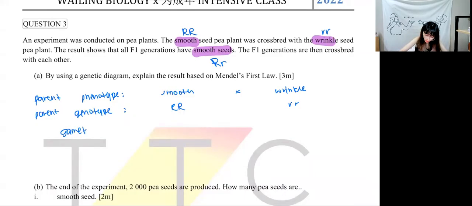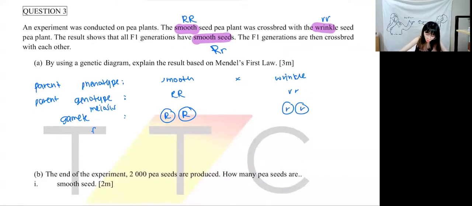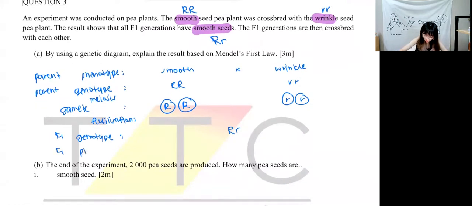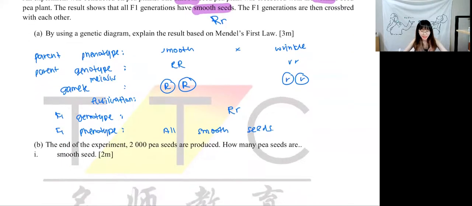We have gamete. To form gamete, we have meiosis. We have big R, small r. If you only want to write one time, it's also okay because they are the same thing. We have fertilization. From fertilization, we get F1 genotype. F1 genotype, actually it's the same: big R, small r. All of them get the big R, small r. So your F1 phenotype will be all smooth seed. That will be your answer.